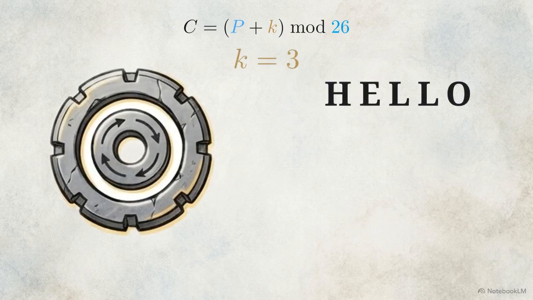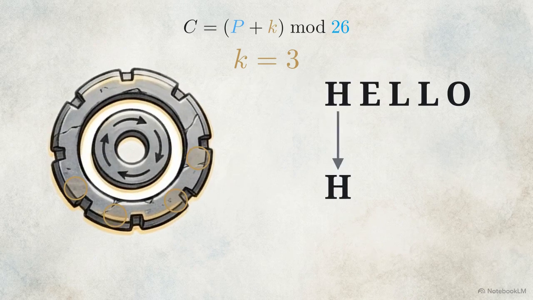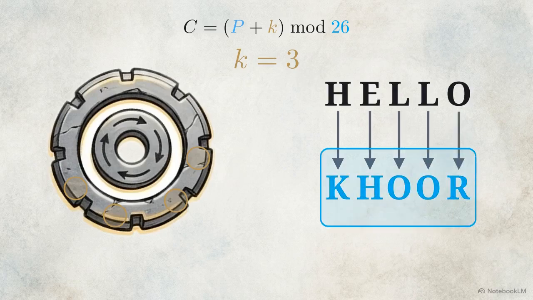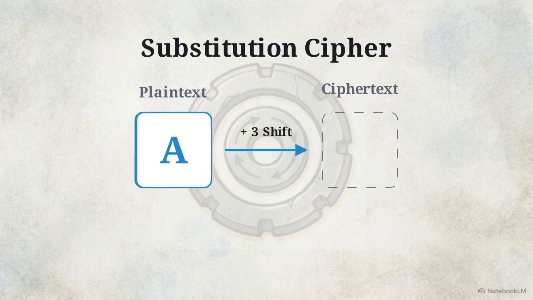Take a moment to pause the video and use this formula with a shift key of 3 to encrypt the word hello. Applying the key of 3, the letter H shifts forward to K, E shifts to H, both L's become O's, and O shifts to R. The final ciphertext reads KHOOR. The Caesar cipher is a pure substitution cipher, swapping one character for another.